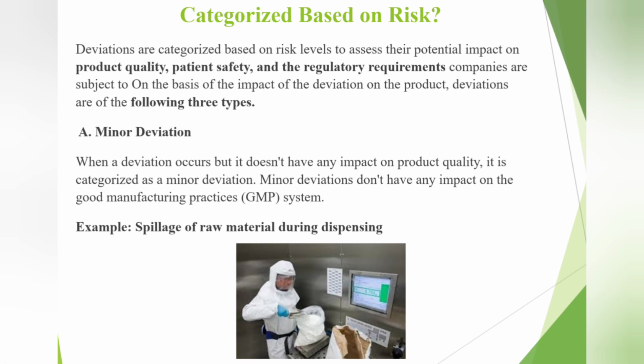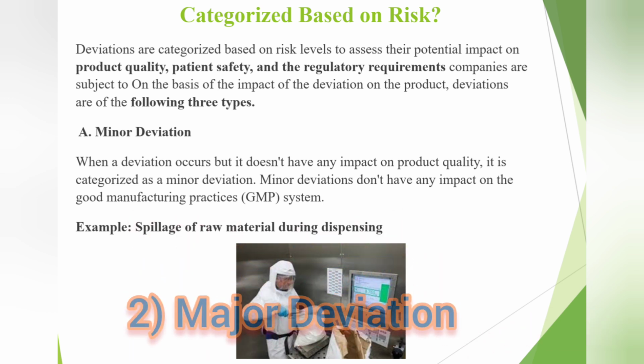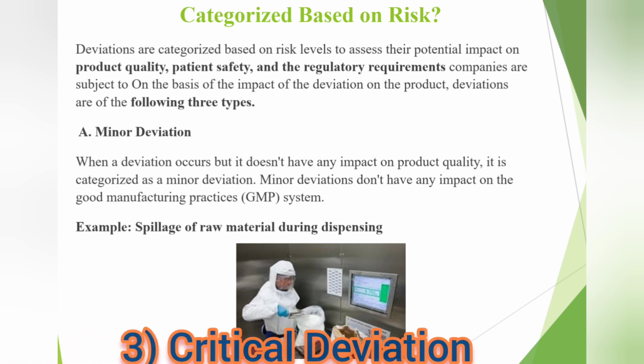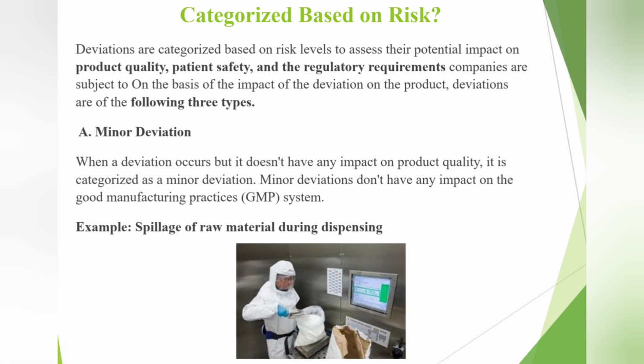Next, categorization based on risk. Deviations are categorized based on risk level to assess their potential impact on product quality, patient safety, and regulatory requirements. Companies classify them on the basis of the impact of the deviation on the product. Deviations are of the following three types. First one, minor deviation. Second one, major deviation. Third one, critical deviation.